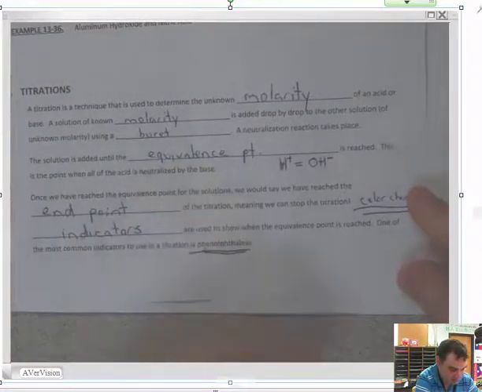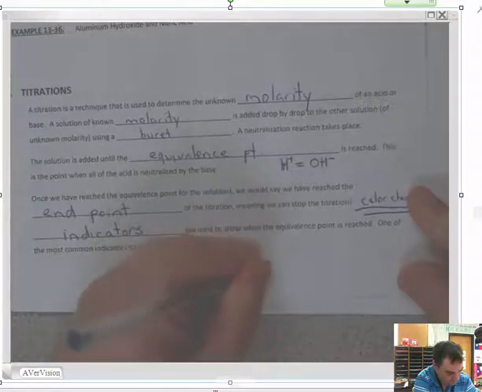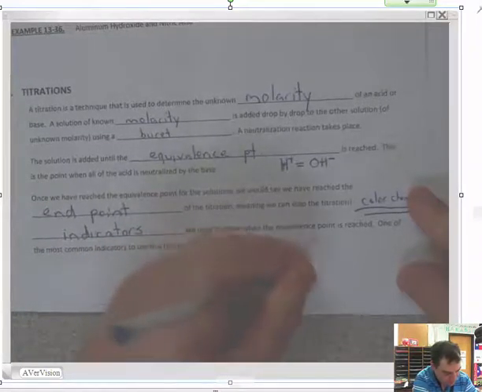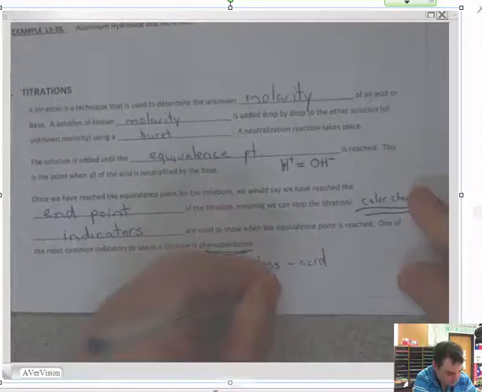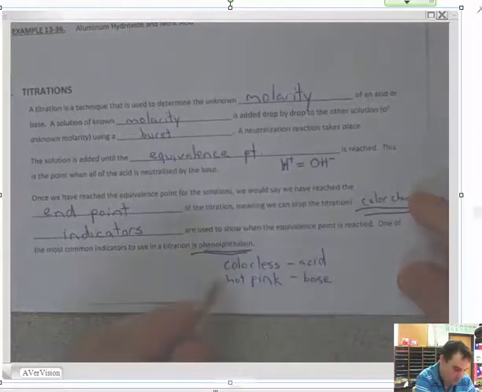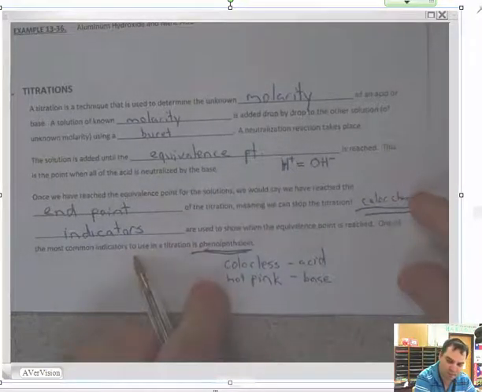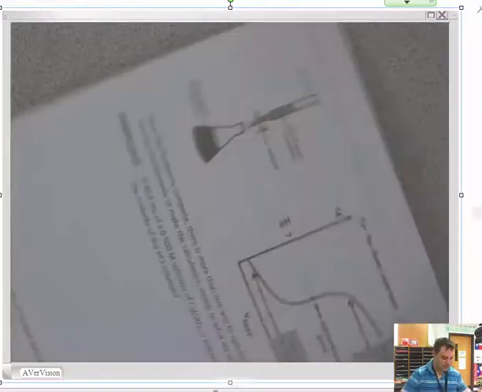And we can see these color changes by using indicators. Indicators like phenolphthalein. Remember, phenolphthalein was colorless in acids and hot pink in bases. So when it's neutral, you see this very, very light pink color. Okay, let's go to the next page.